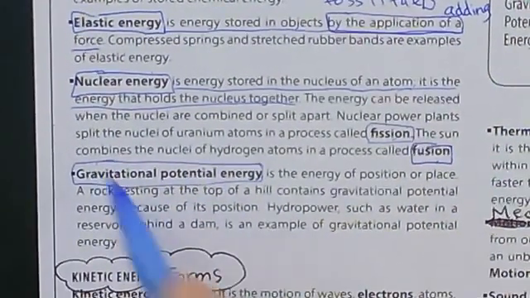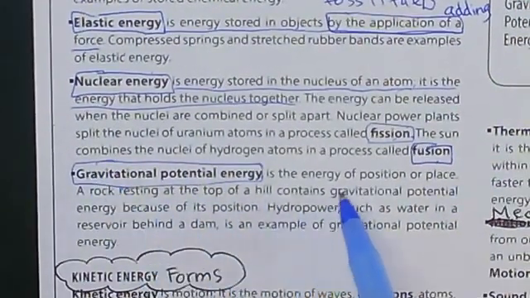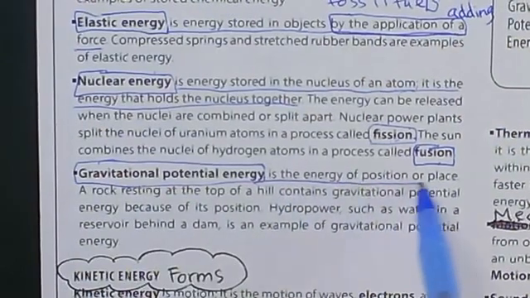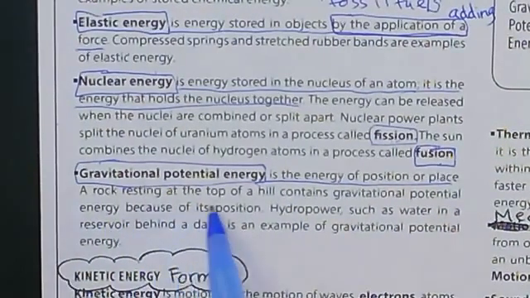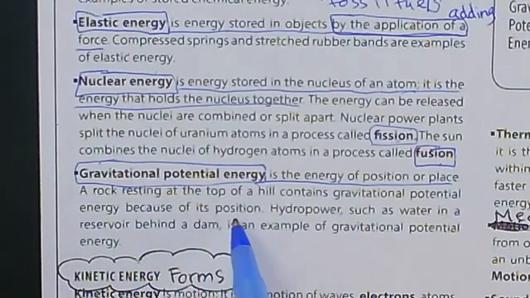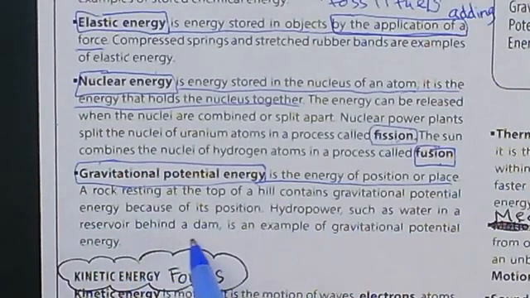Gravitational potential energy. Gravitational potential energy is the energy of position or place. A rock resting at the top of a hill contains gravitational potential energy because of its position. It has the potential to fall down the hill and do some damage on the way. Hydropower, such as water in a reservoir behind a dam, is an example of gravitational potential energy.